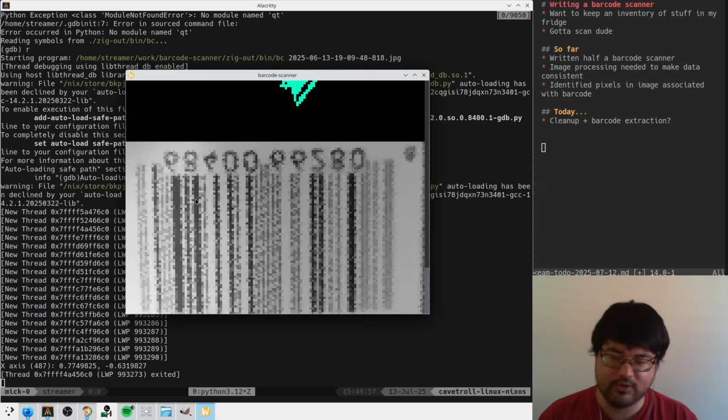We're working on this barcode detector as part of a meal tracking, ingredient tracking website that we're working on.